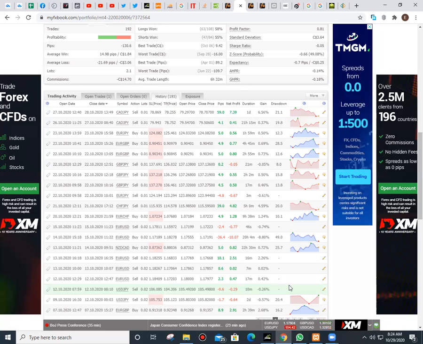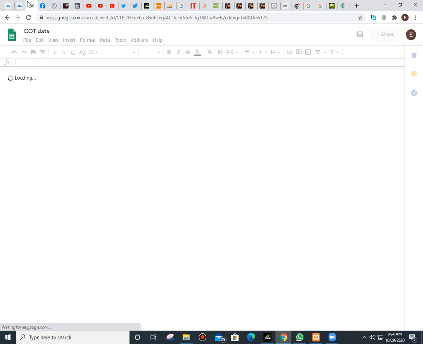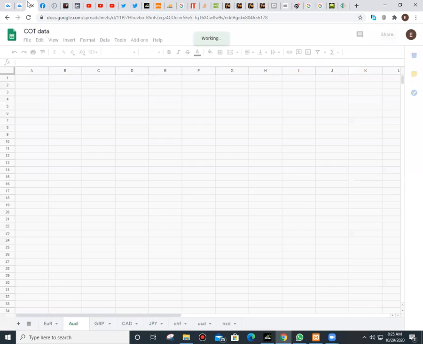Myfxbook. Now let us go to the COT data, and interpreting this may bring a lot of problems, because understanding this data is another issue.